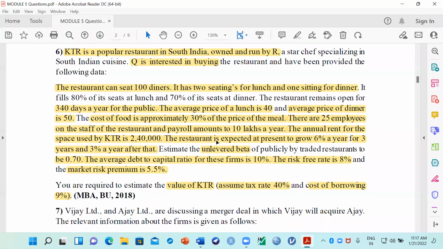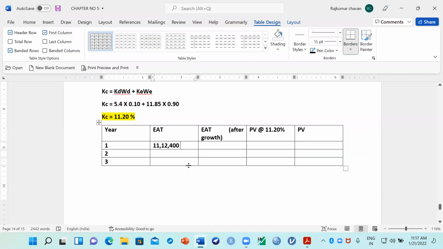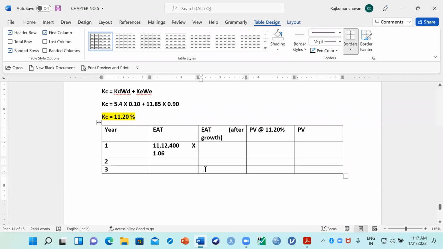They are expecting that this particular company is expected to grow at a rate of how much percent? 6% a year, right? Every year this cash flow will generate. The restaurant is expected to grow at a rate of how much percent? 6%. So now how will it come? 6% means it will be compounded at a 6% growth rate. So 1 point how much? 0.06. So what is the expected growth rate after that cash flows? How much will it come?